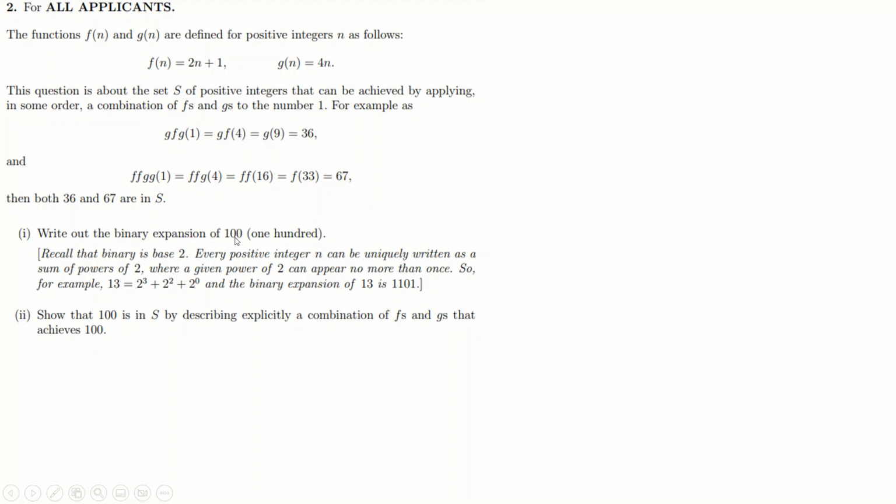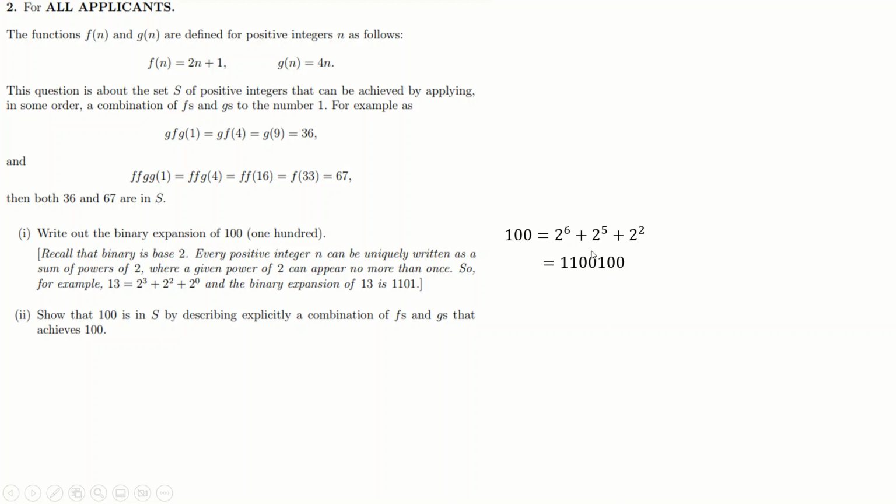But then, rather than doing any of that, it starts talking about the binary expansion of 100. Now, I'm quite good at binary, so it doesn't take me too long to write these out. But if you're not very used to binary, what it does is it just writes everything in powers of 2, and then writes it as a series of zeros and ones. So you have one lot of 2 to the 6, one lot of 2 to the 5, no 2 to the 4s, no 2 to the 3s, a 2 to the 2, no 2 to the 1s, and no 2 to the 0s. So this is binary form.